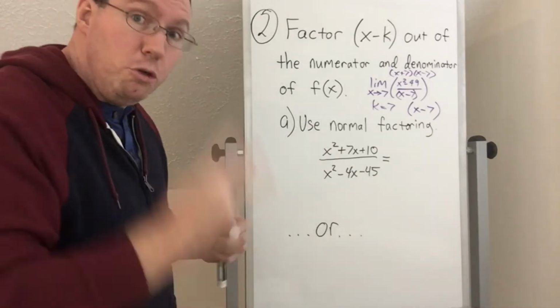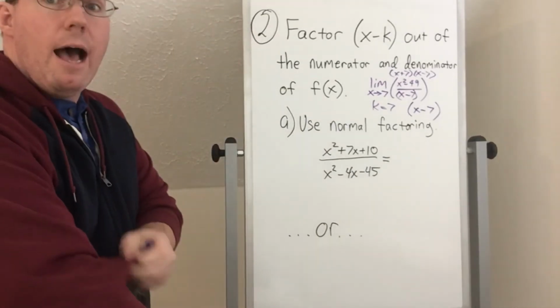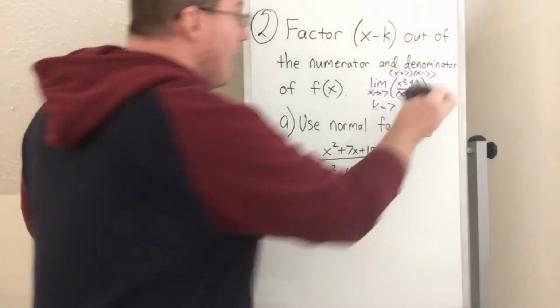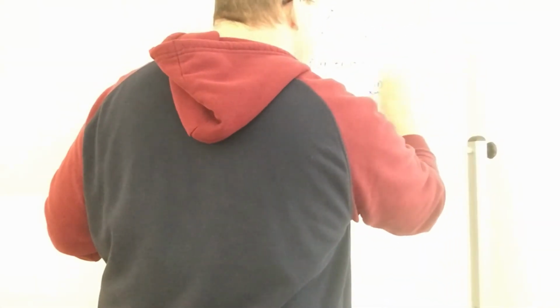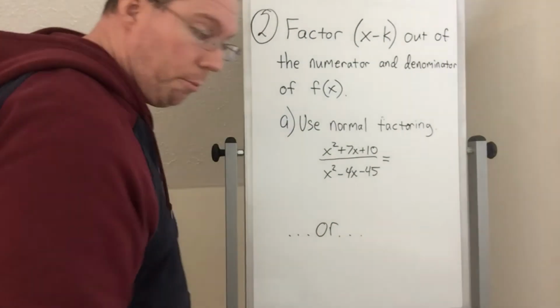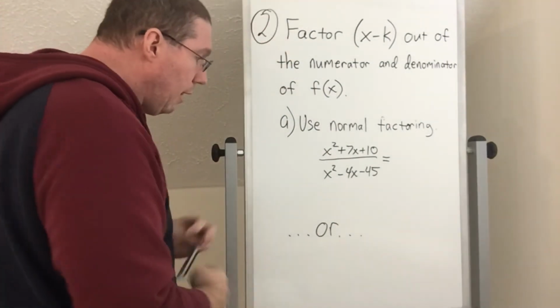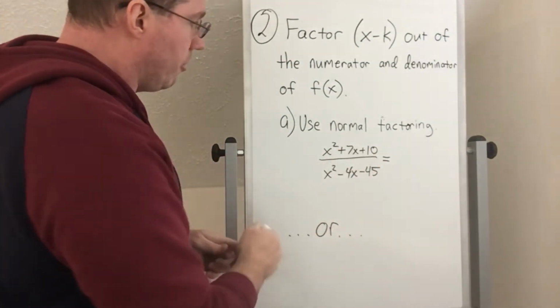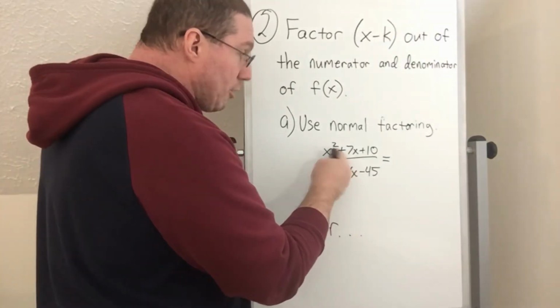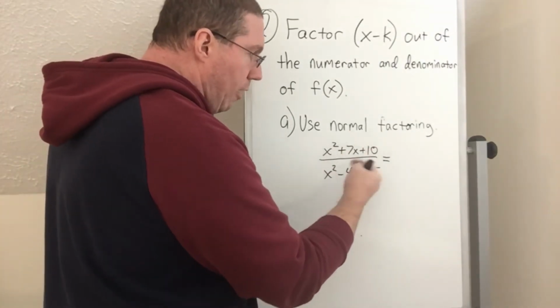Now you have 2 choices. Well, you have many choices, but I'm going to describe 2 ways of factoring x minus k out of the numerator and the denominator. One way is to just use regular factoring. So A is use normal factoring. Let's say that this is our numerator and our denominator. All you have to do is use quadratic factoring, in this case product-sum factoring.